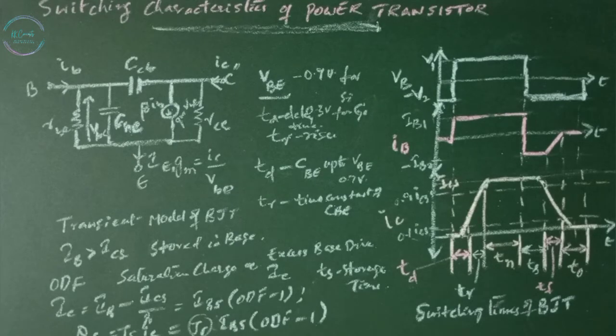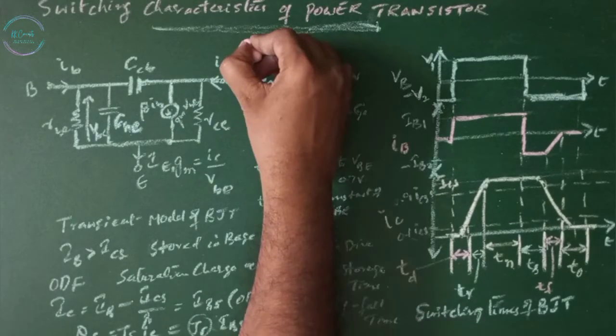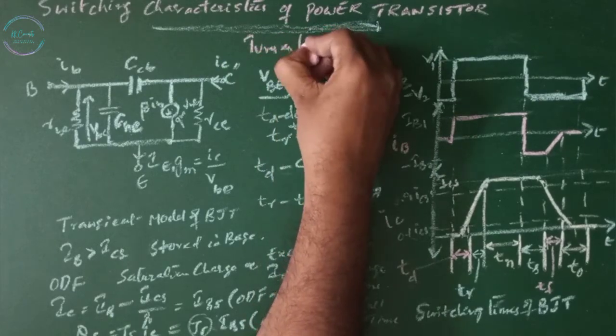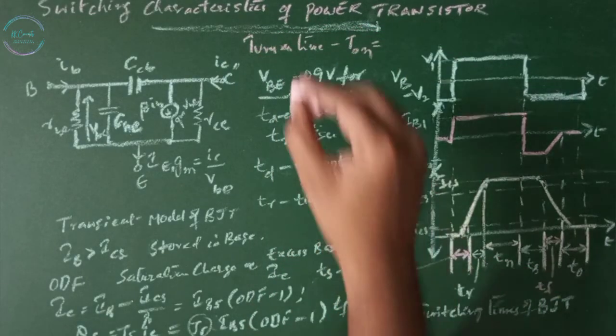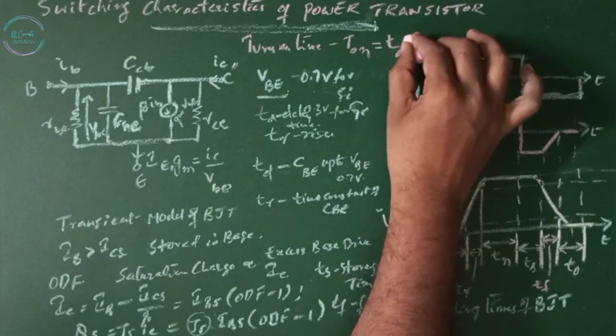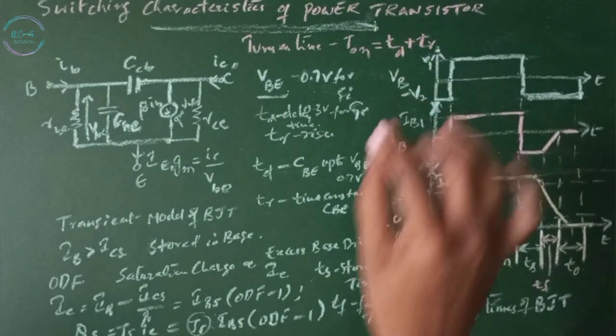Once the extra charge is removed, the BE junction capacitance, that is CBE, charges to the input voltage minus V2 and the base current falls to 0. The fall time depends on the time constant, which is determined by the capacitance of the reverse-biased BE junction. TF is fall time. Turn on time TON equals TD plus TR, delay time TD plus rise time TR.